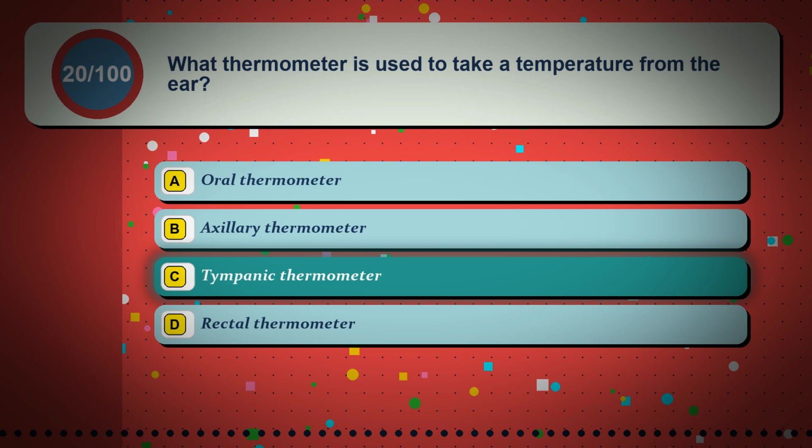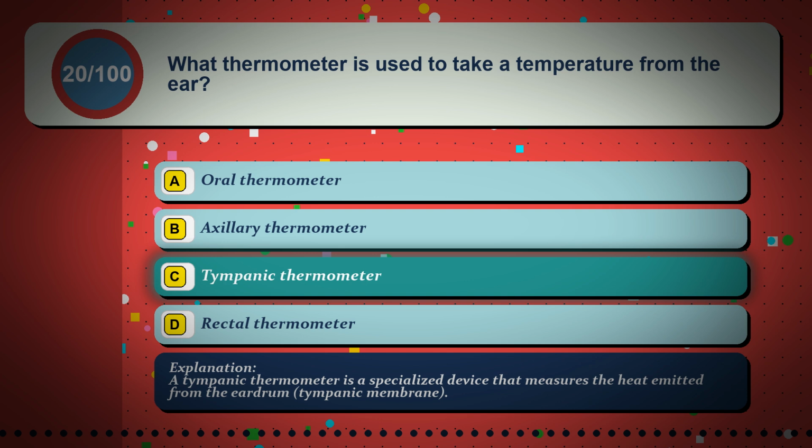The correct answer is option C. Tympanic thermometer. A tympanic thermometer is a specialized device that measures the heat emitted from the eardrum, the tympanic membrane.